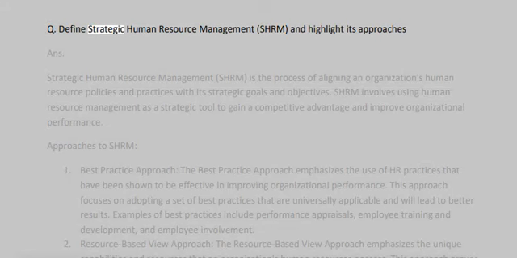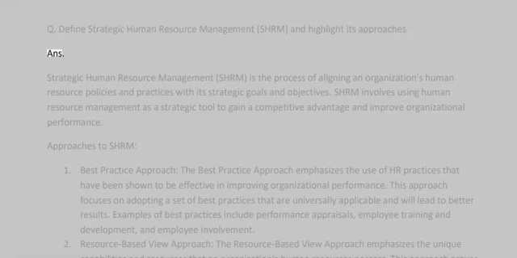Q. Define strategic human resource management, SHRM, and highlight its approaches. ANS.